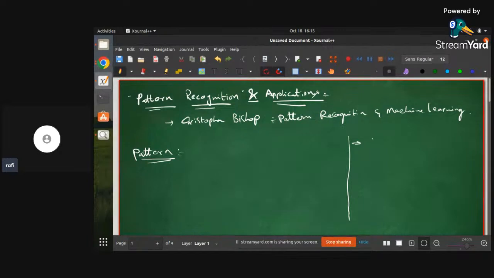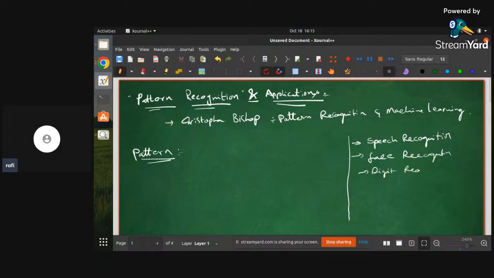Like in the sixth unit, you can see we have speech recognition, face recognition, digit recognition or character recognition, handwritten character recognition. So all these are pattern recognition applications. So what is a pattern basically?